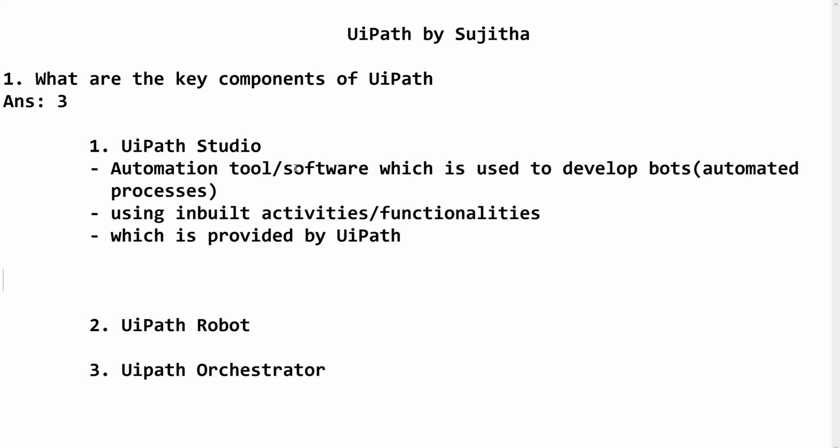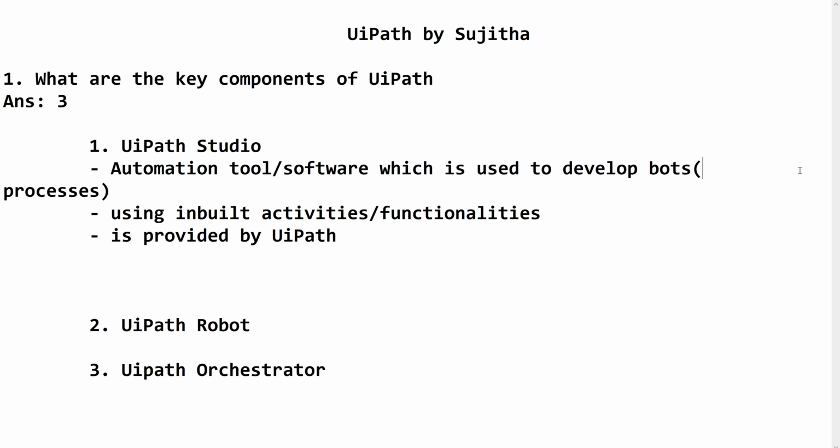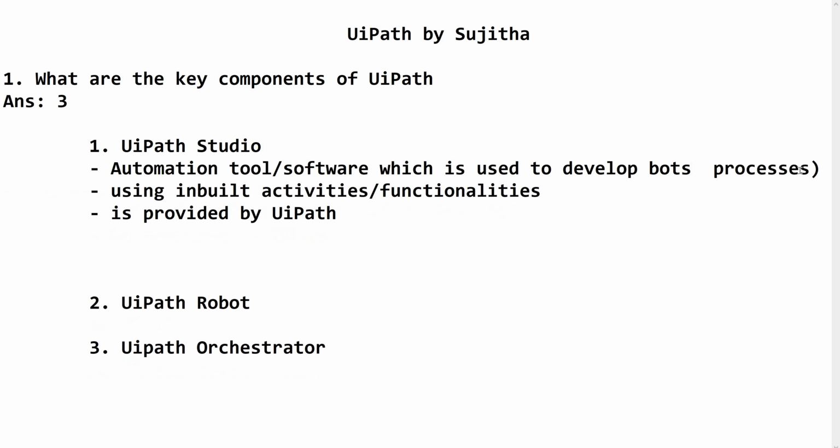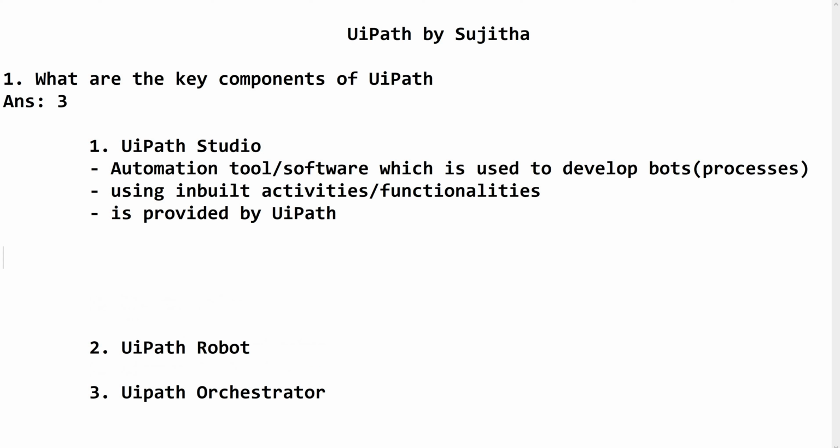So now let's read all together. UiPath Studio is an automation tool or a software which is used to develop bots, which are nothing but our automated process, using inbuilt activities or functionalities which is provided by UiPath. Okay. So this is a clear-cut definition, which I hope you got very confidently.